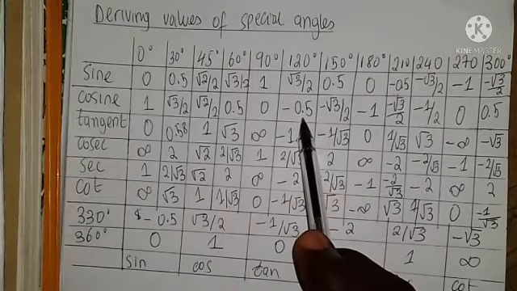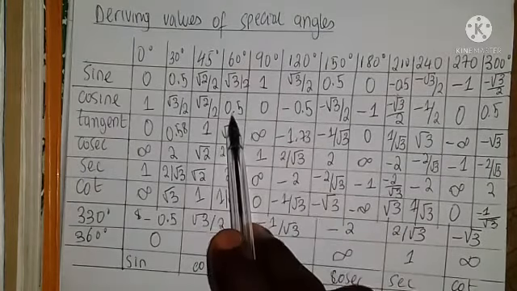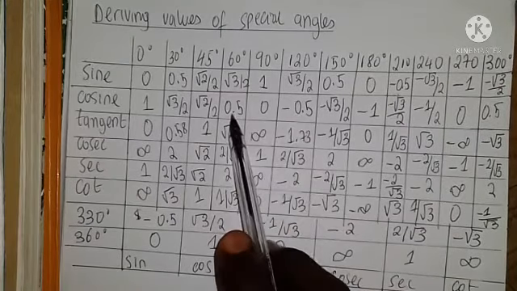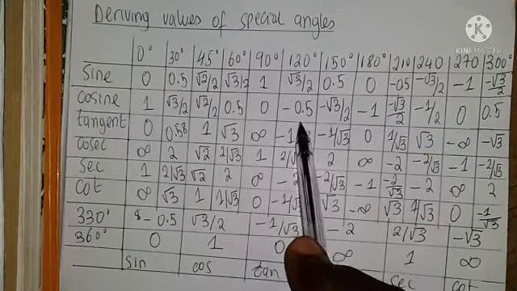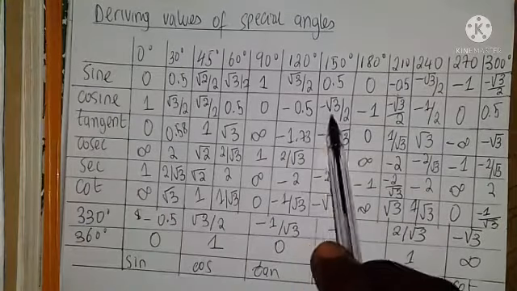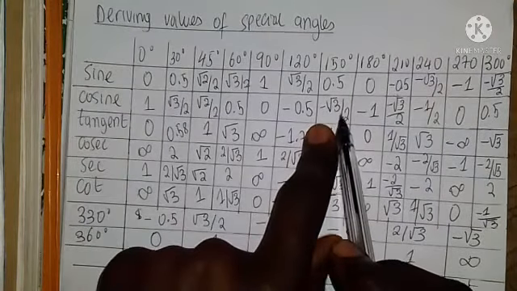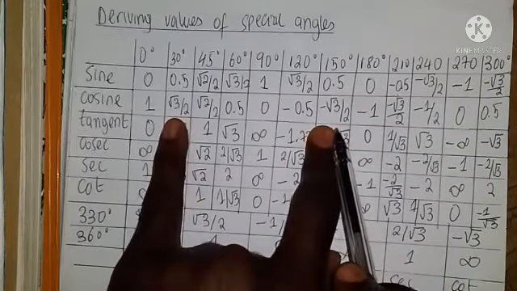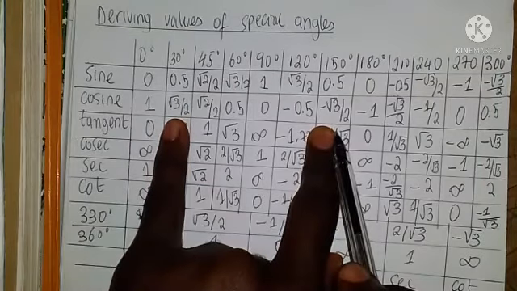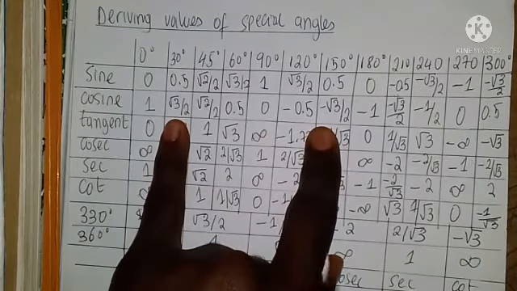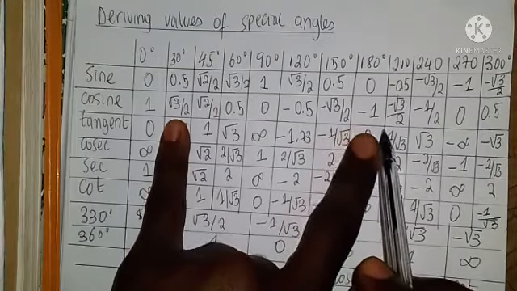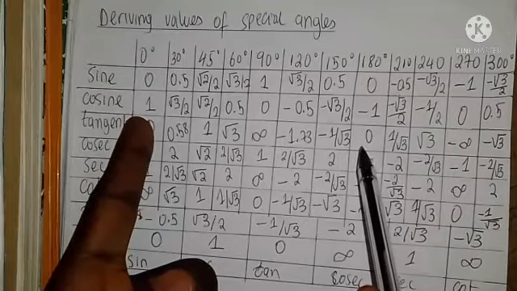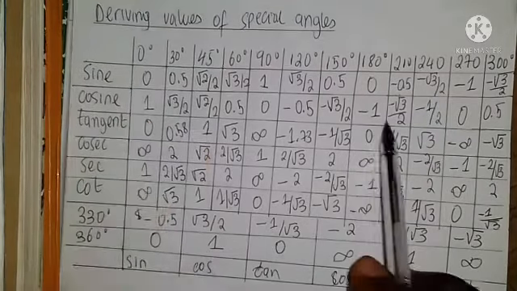Here, negative 0.5. Okay? Negative 0.5. We also have the same value here. Cos 60 is 0.5, cos 120 is negative 0.5. Now, here, cos 150 is negative root 3 on 2. Cos 30 is root 3 on 2. Sorry, cos 30, not sine. And cos 180 is equal to negative 1, and cos 0 is equal to 1.